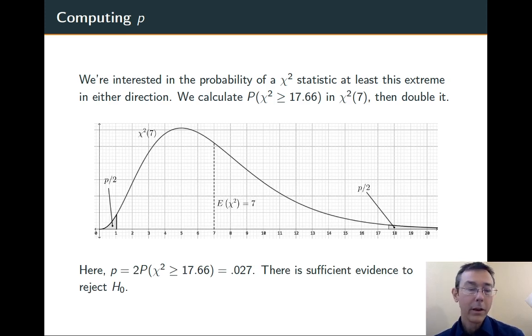Overall, in this case, we get a p-value of 0.027. We can conclude that there is sufficient evidence to reject the null hypothesis and accept the alternative hypothesis that in fact the population variance is not 25.